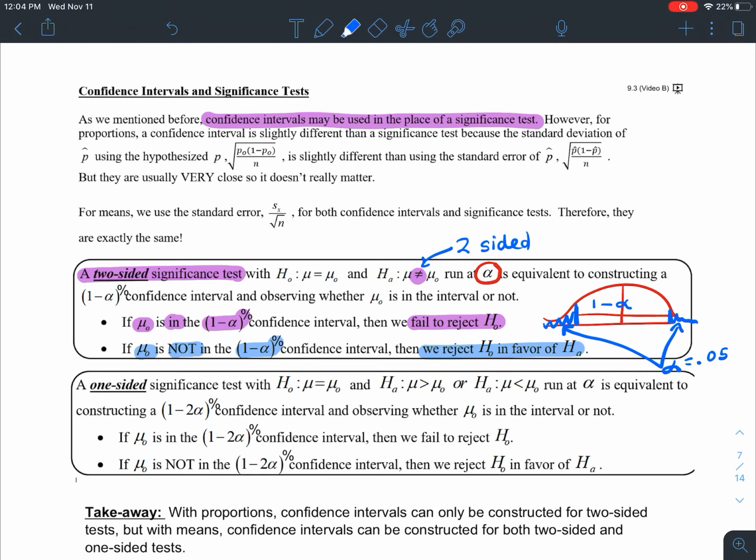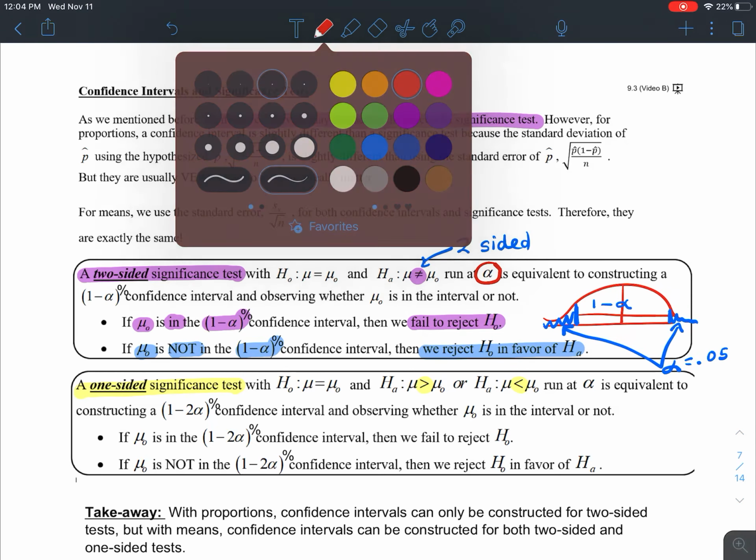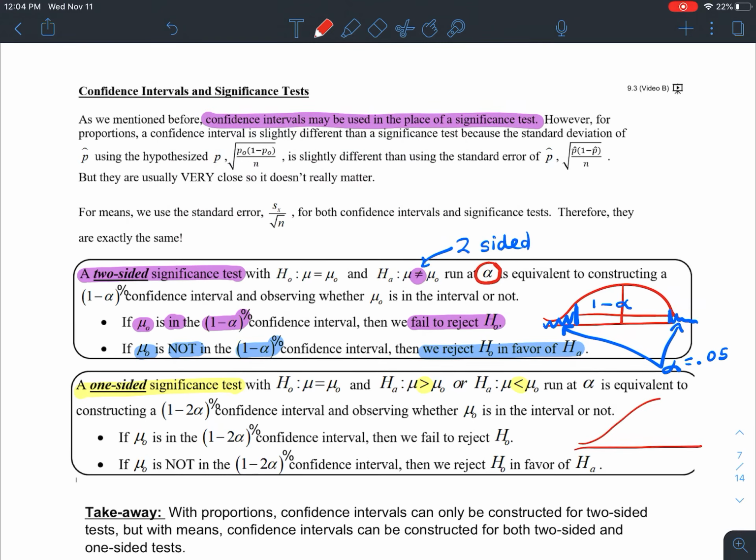Now, it's slightly different when we look at a one-sided significance test where we're either doing a greater than or a less than. So let me go ahead and just draw a curve here. If we're only talking about a one-sided test, now we're just talking about one side being shaded. Again, when you're given the significance level, the alpha level, that is all contained in that shaded area, and there's only one side that's shaded.